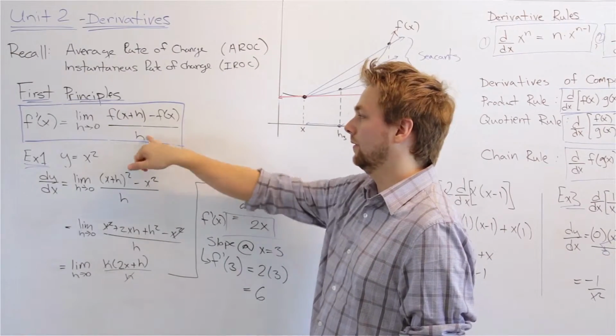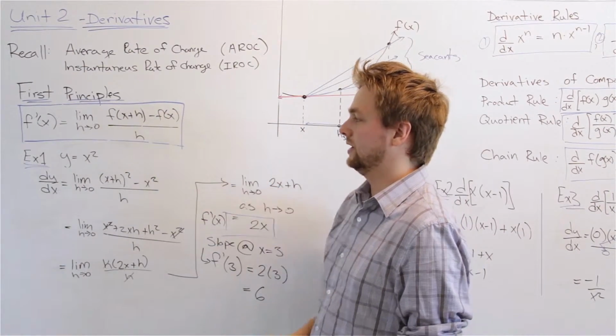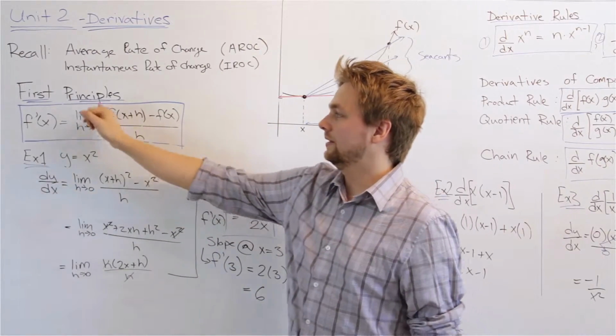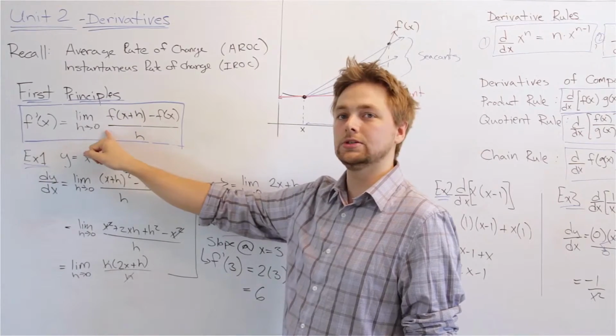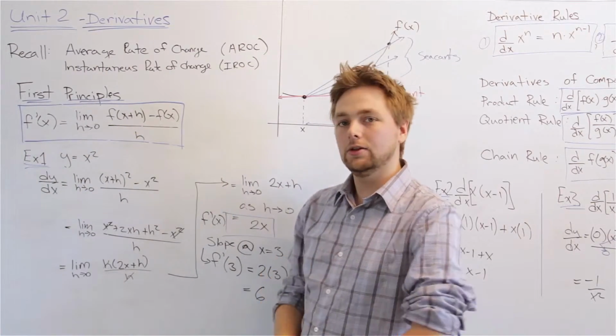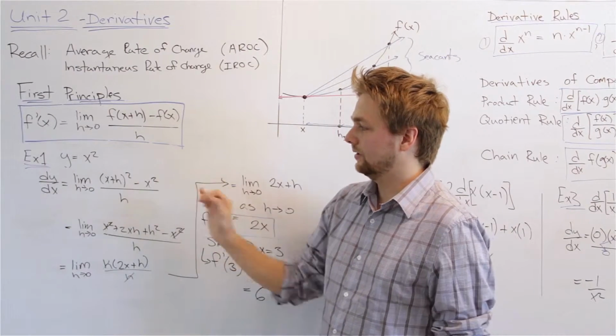Algebraically, we know, however, if h equals 0, then this fraction would be undefined. So we apply the limit here to try and figure out what happens as h gets really close to 0. So let's take a look at an example to figure out how we can handle this problem.